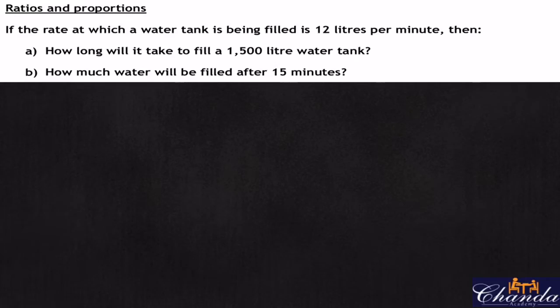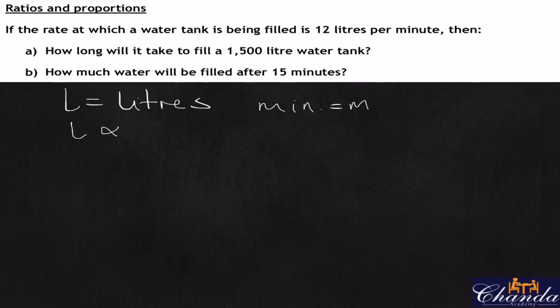So we have liters, which can be L just to make it a little bit simple, and minutes can be M. It doesn't explicitly tell us, but we can see that the number of liters is proportional to the number of minutes. As minutes go up, so does the number of liters. This can easily be represented as L equals CM, where C is the constant of proportionality, which we went through in the previous lecture. So L equals CM.